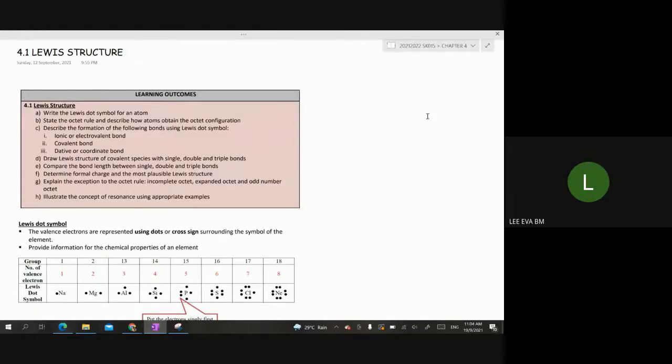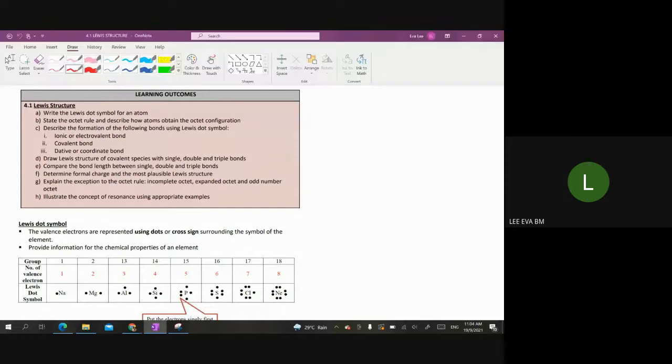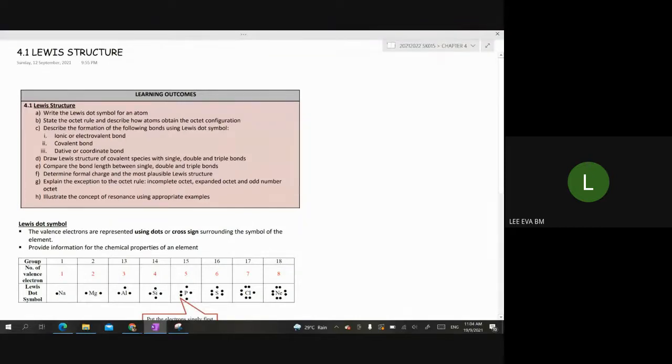4.1, start of the new chapter. So let's look at the learning outcome first. The learning outcome helps you to check. Every chapter, Madam will include the learning outcome, so you can see which topic, which subtopic you are not familiarized with, and then you can revise, recheck, and do your revision.